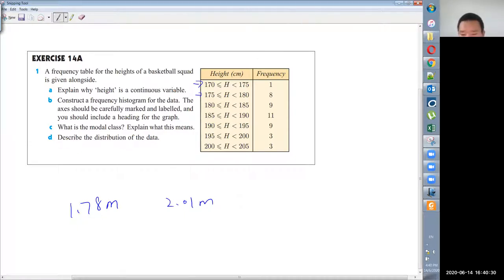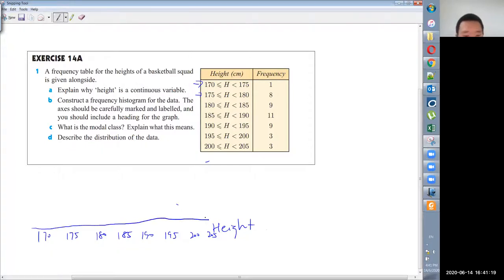B, construct a frequency histogram for the data. Pretty simple, right? To construct that, your horizontal axis will be given by this height. I need to draw it longer because I need to start from 170 and then 175, 180, 185, 190, 195, 200, and 205. So this is my horizontal axis. For the vertical axis, it should be frequency.